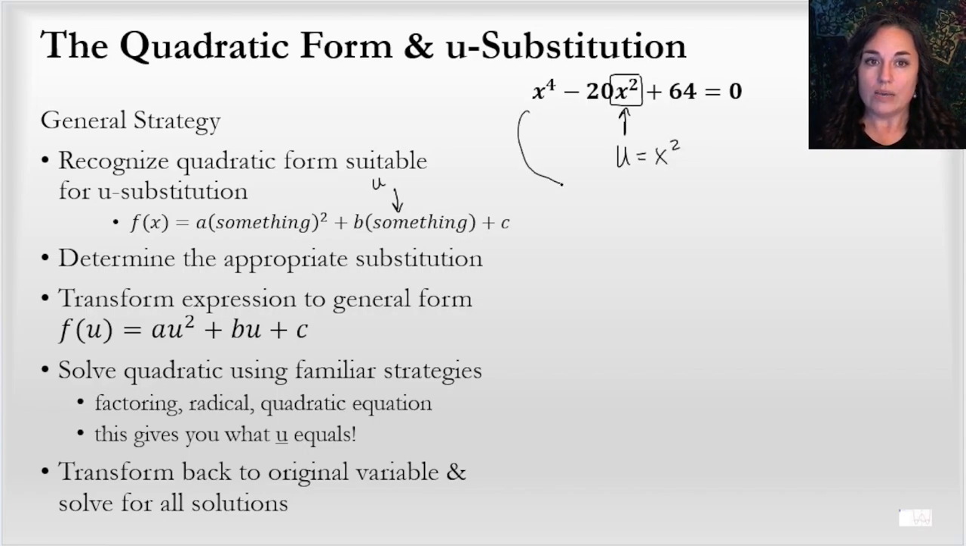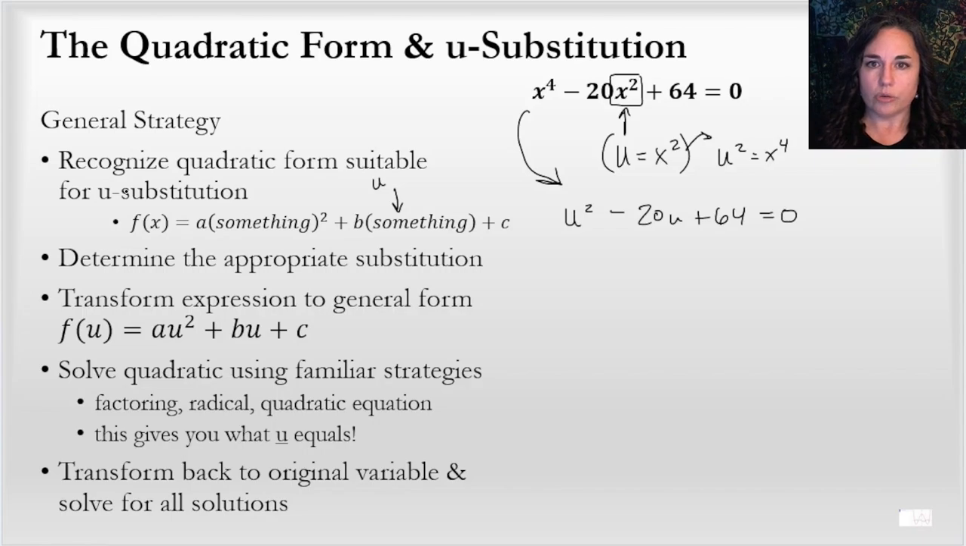We're going to let u equal x squared. So if I rewrote this whole equation, u squared is x to the fourth. You're okay if I say that, right? If I square this thing, I get that. So I get u squared minus 20u plus 64 equals 0. Okay, so I've covered the first three things here.